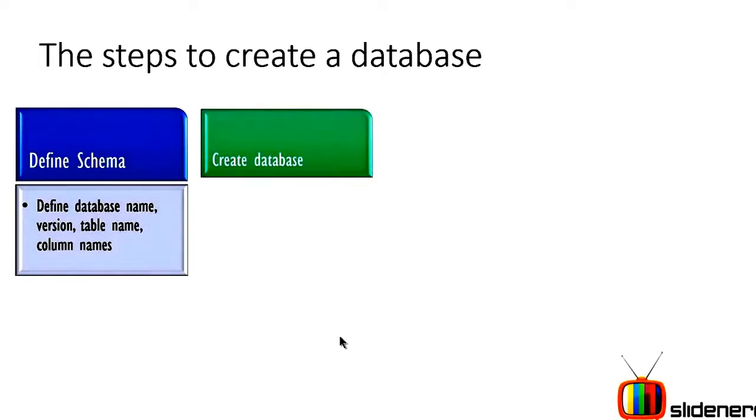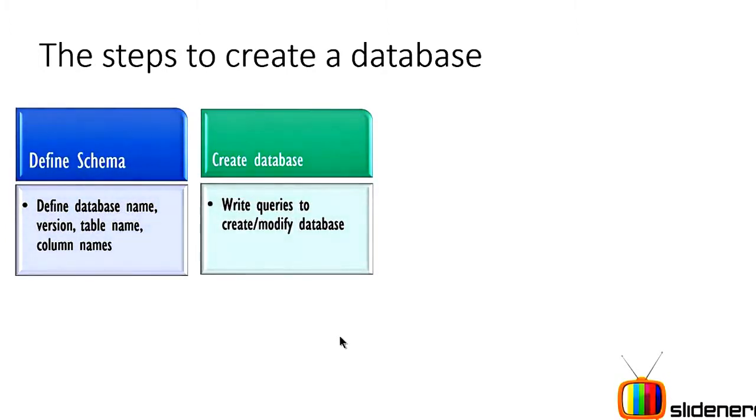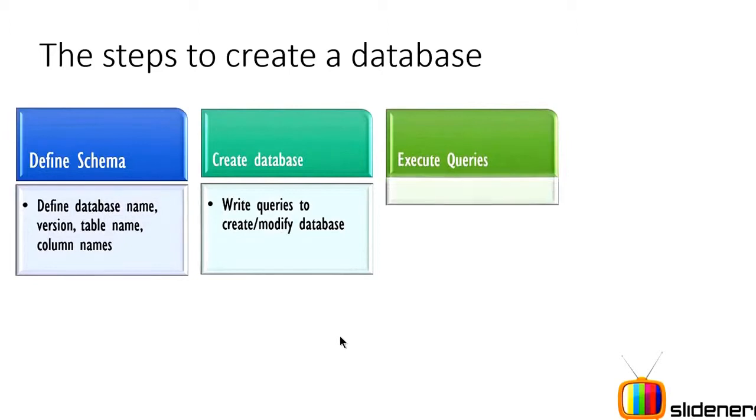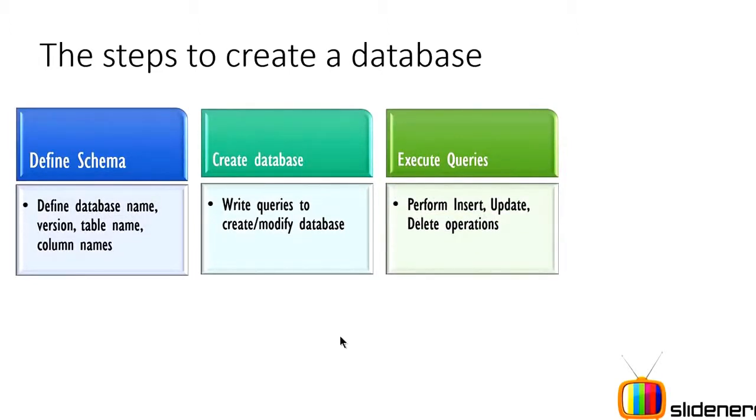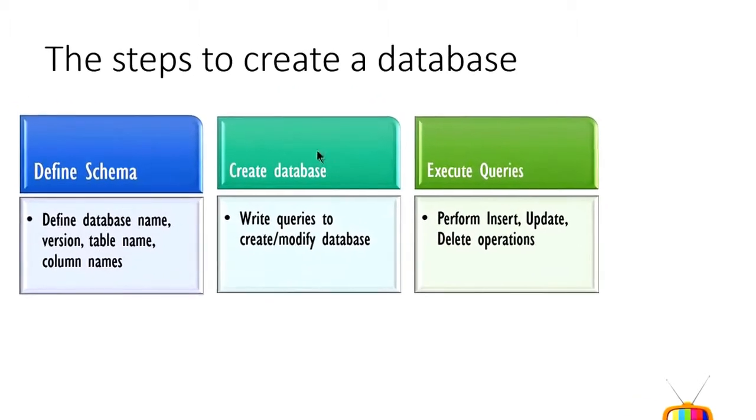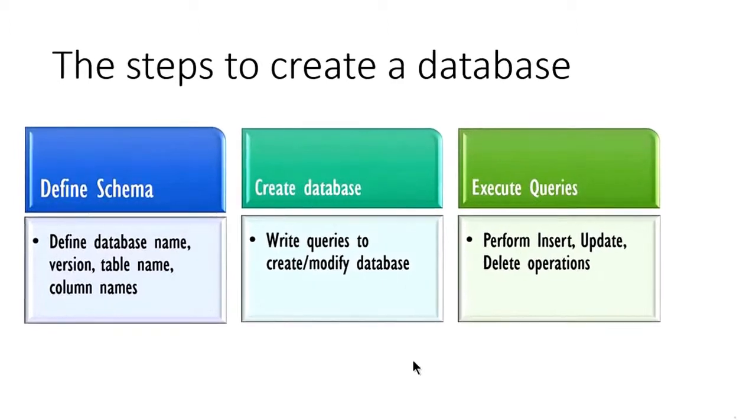Step 2. Create the database. Here you're going to write a query, that is the create table statement. Step 3. Execute the queries. Now this can be done from your app or from a separate class called the adapter, where you will perform methods like insert, update, delete, and query that do these operations. So let's go to step 1 and try to figure out how we can work with the schema, and then in the upcoming videos we'll talk about the second and the third steps in a lot more detail.